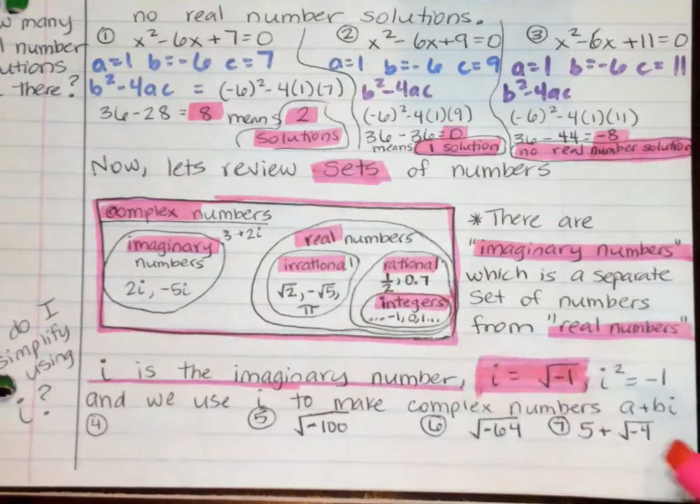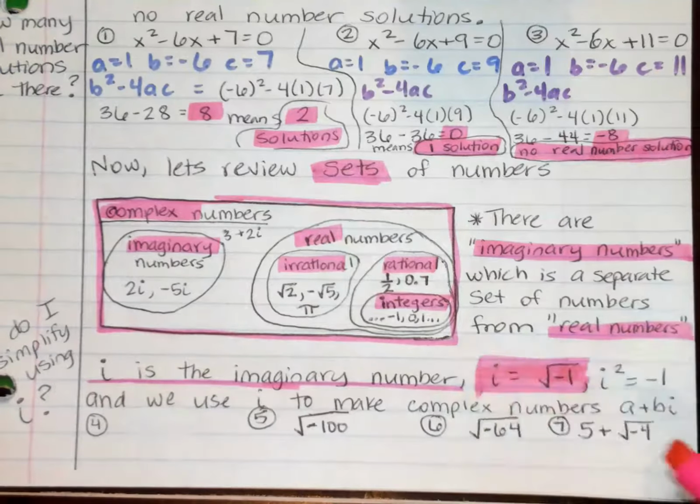So it says also we use i to make complex numbers, a plus bi, where a is a real number and then the bi part is an imaginary number. Okay, so pause if you need to if you're a little bit behind. Okay, I forgot that I whited this out.